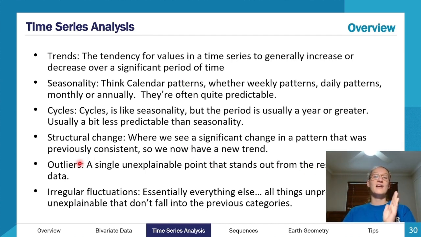But if, for example, we had an outlier, we're following our pattern, we've got one outlier, but then we go back to our regular pattern. That's our difference between structural change and outliers. And then lastly is irregular fluctuations, which is essentially everything else, all things unpredictable, unexplainable, and present in any real-world data.